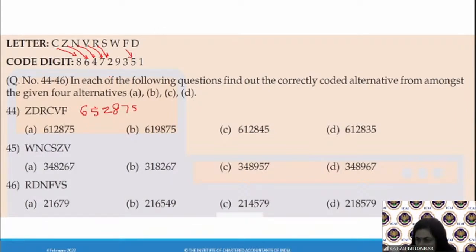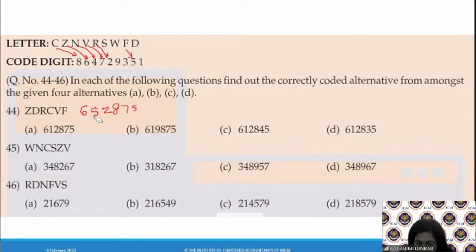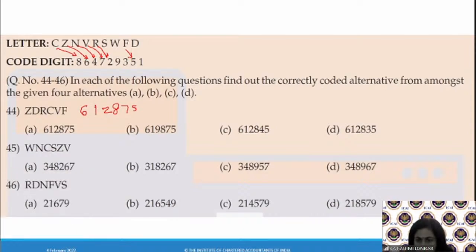So we have 6, 5. Sorry, D is 1. Z 1 R is 2 8 7 5. 6 1 2 8 7 5. So for the 44th sum, answer is A. So for this code, you can again do it in a similar manner.